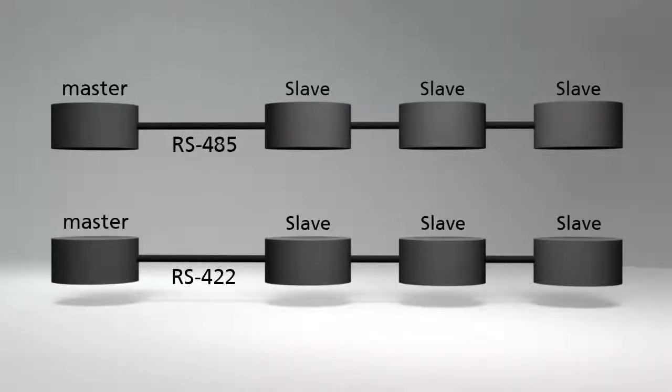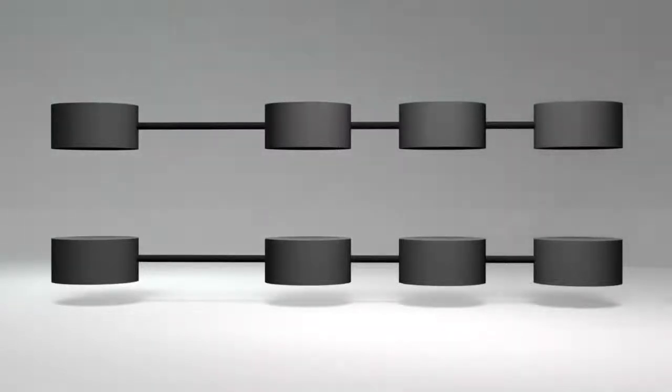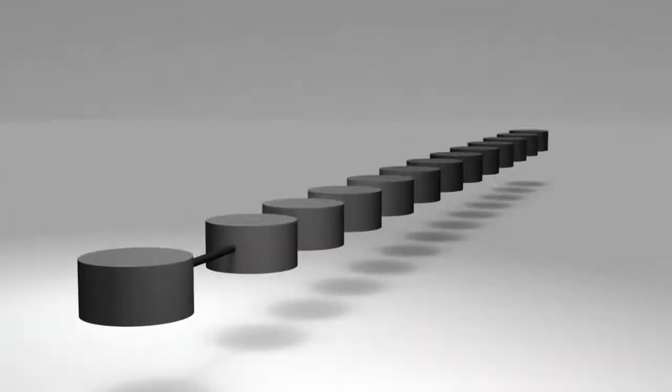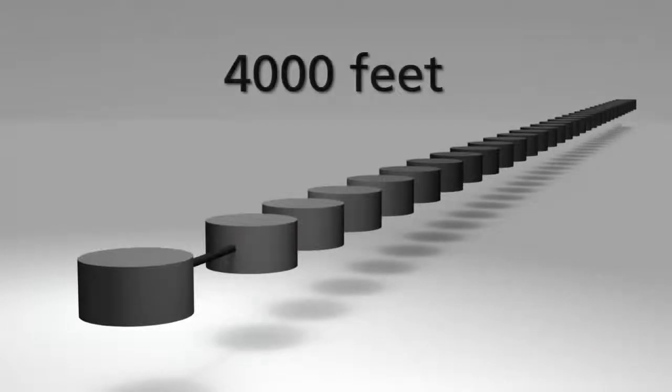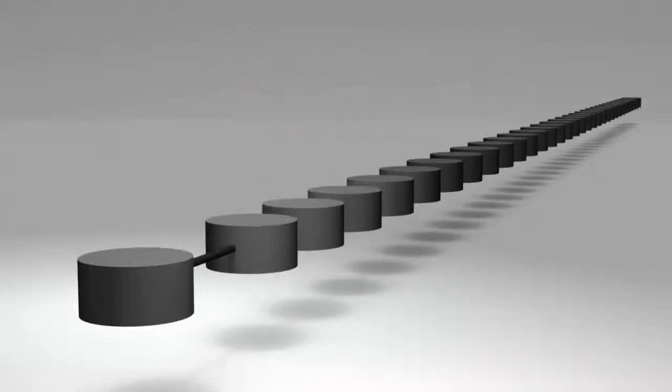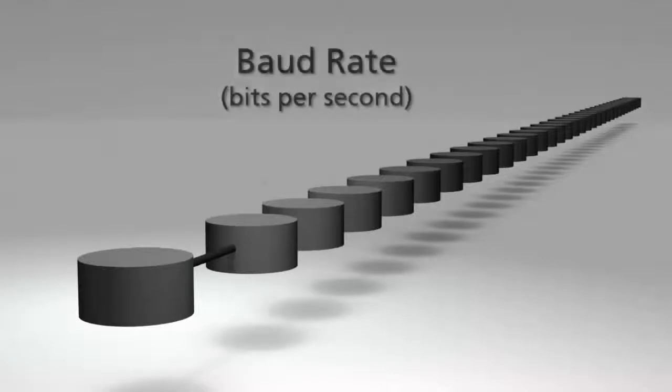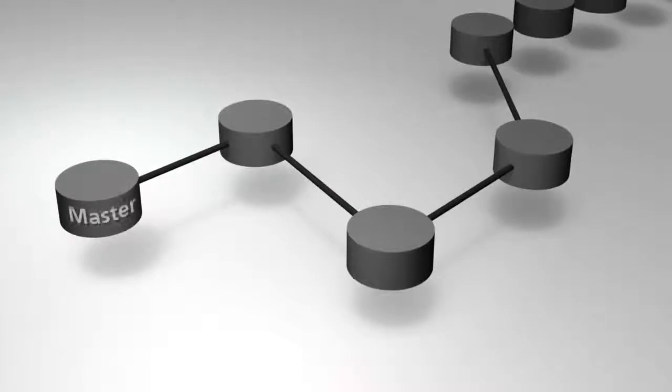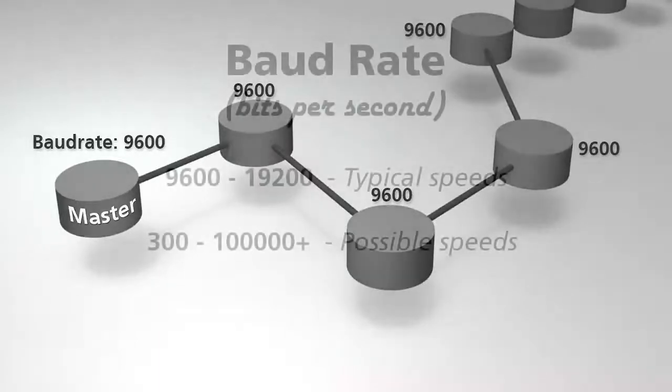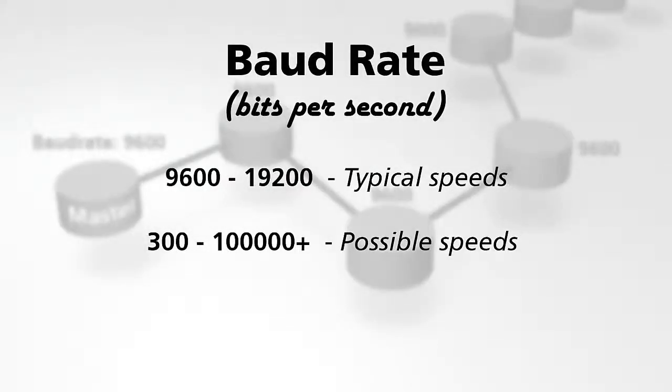For a master communicating with multiple slave devices, RS-485 is by far the most popular method. This standard can support up to 32 nodes over a range of up to 4,000 feet, roughly 1,200 meters, without a repeater. The speed that Modbus messages are sent at is referred to as the baud rate, or bits per second. All devices on an RTU network must use the same baud rate. Different devices support different transmission speeds, but between 9,600 and 19,200 bits per second is a typical range. Modbus modules can be configured from as low as 300 to as high as over 100,000.